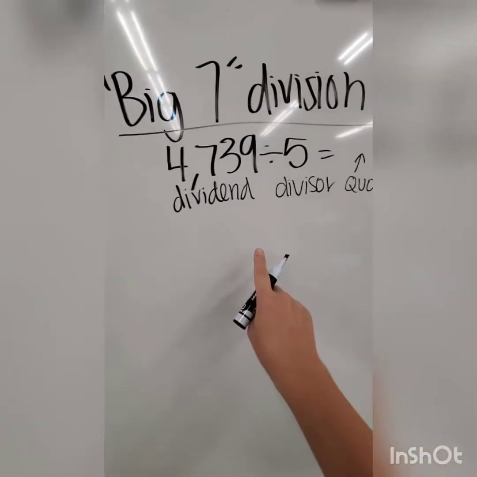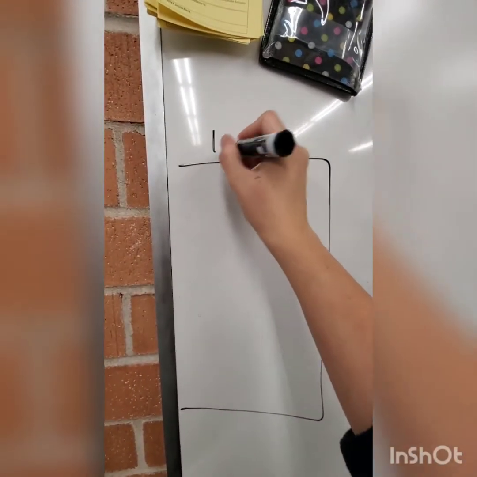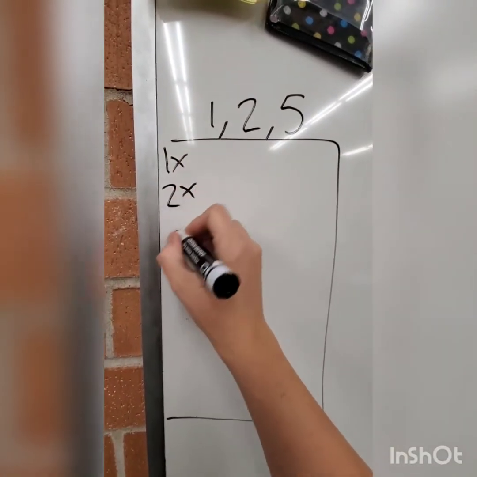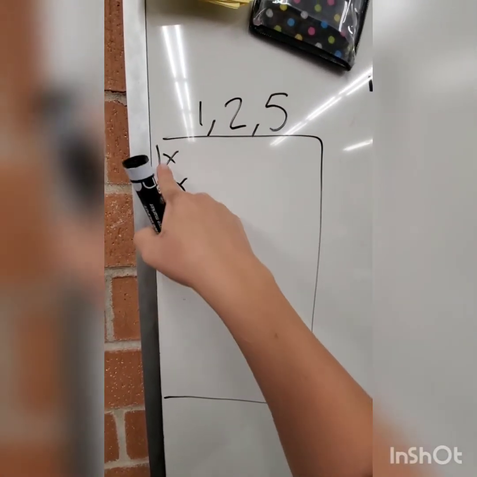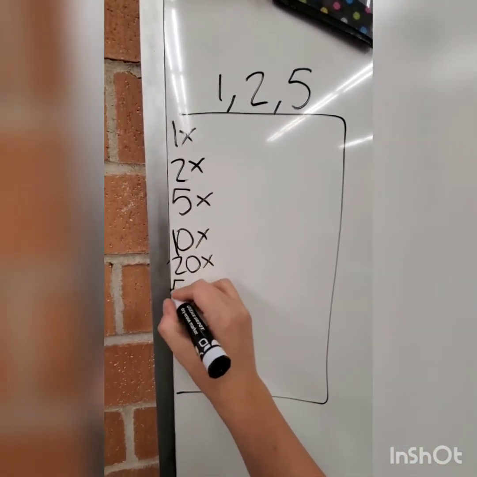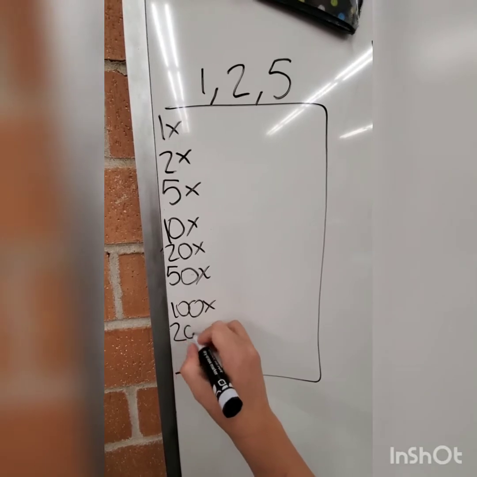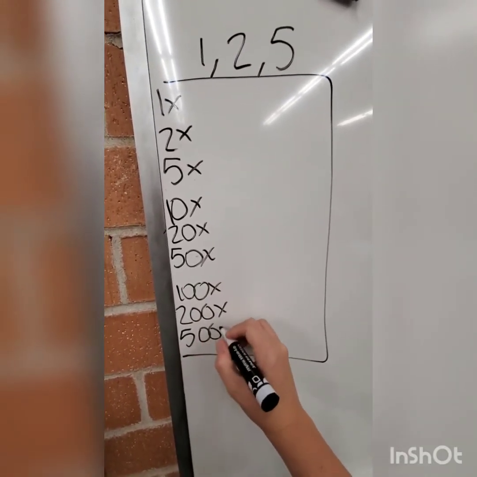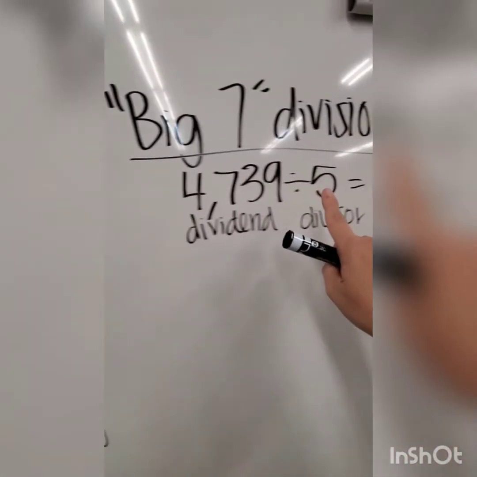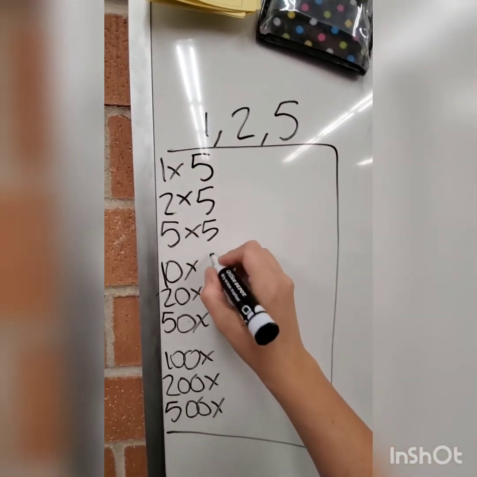So the first thing they have to do is make something called a think box. And in it we're going to put 1, 2, and 5. So they're going to put 1, 2, 5, and then we're going to just put a 0 at the end of these, so it'll be 10, 20, 50, and then keep going like that. 100, 200, and then 500. And if we have to keep going, we will. And what you're going to do is just multiply using the divisor. So they have a divisor of 5. So you just fill it in like this.